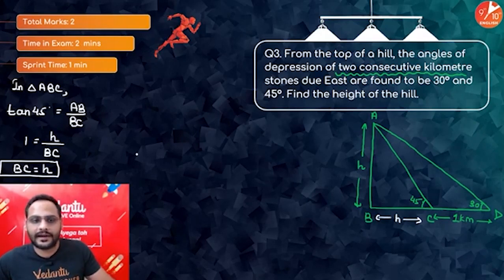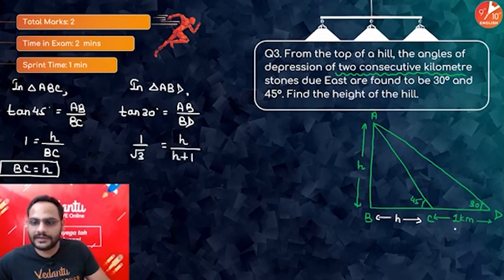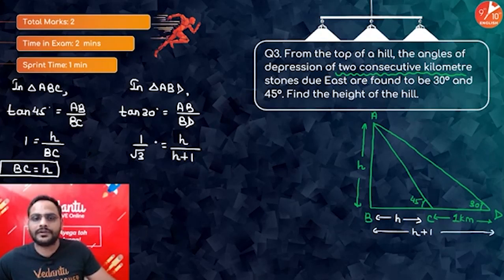Now let's go for triangle ABD. So in triangle ABD, what you'll say now? You'll say that in triangle ABD, tan of 30 degree will be equal to what? AB upon BD. Tan 30 is 1 by root 3. AB is h, BD is h plus 1, the 1 kilometer, right? Total length of BD will be h plus 1. So bas, simple, solve this.